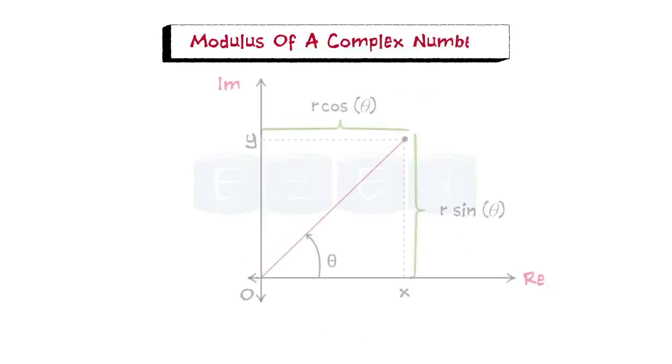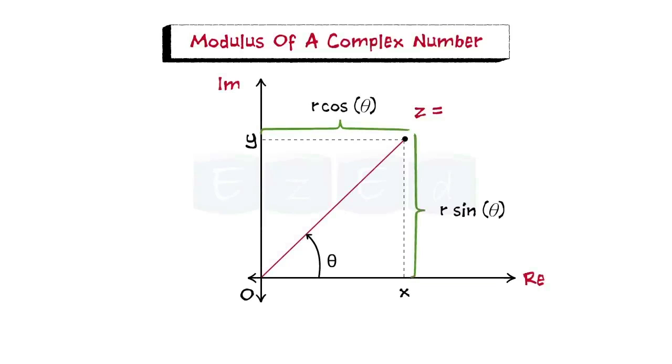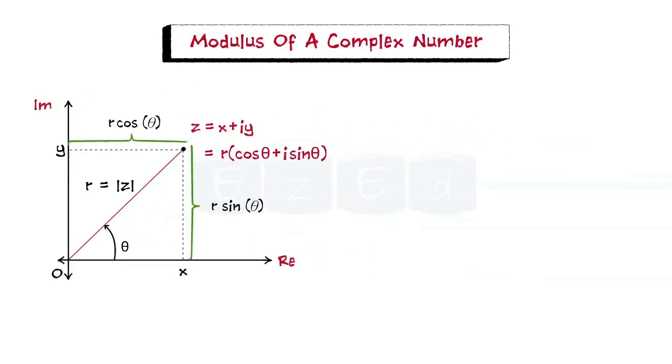Next, we define the modulus or absolute value of a complex number. Let z equal to x plus iy or r times cos theta plus I sin theta. Here r is called the modulus or absolute value of z and is denoted as shown. Hence, absolute value of z equals square root of x square plus y square, which is further equal to r.